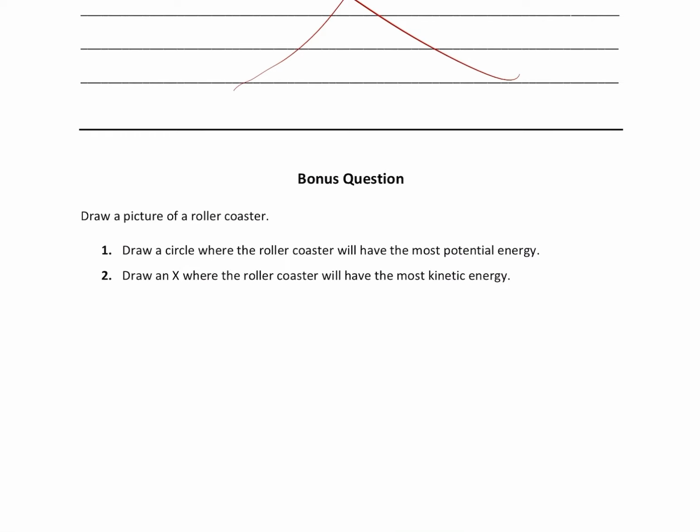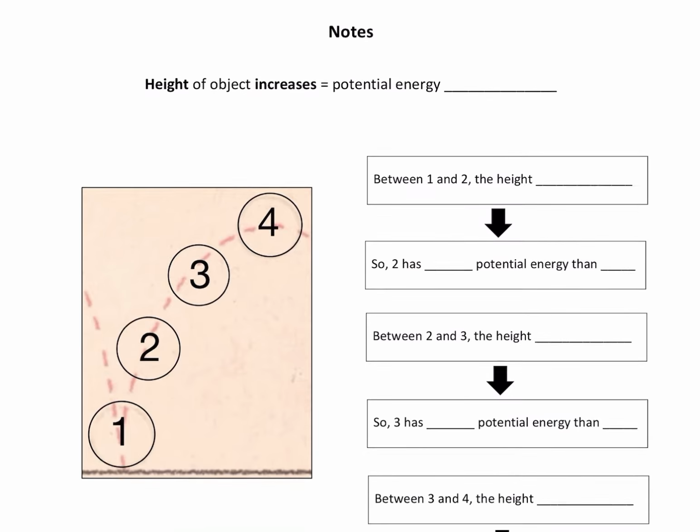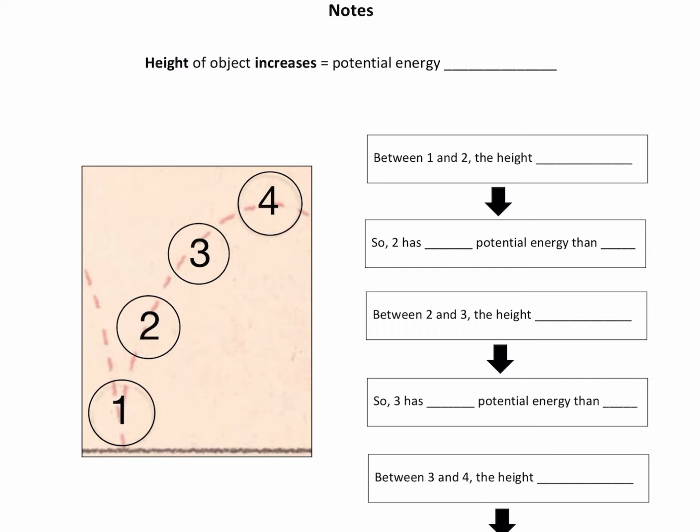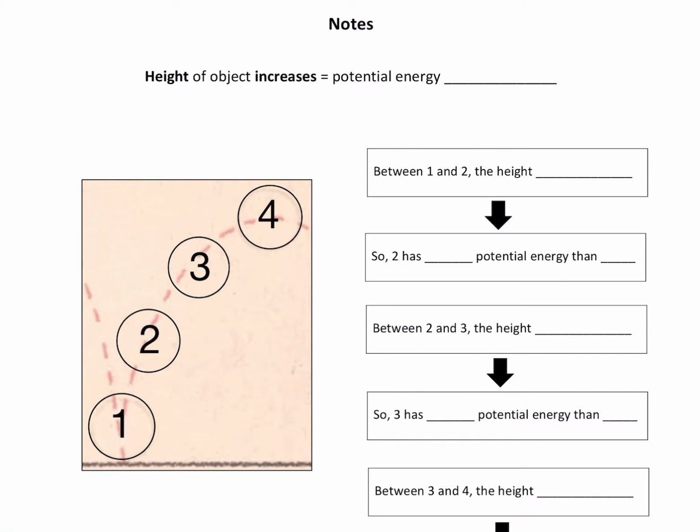For the bonus question, we are just going to get started with notes. We're going to be looking at what happens when we compare amounts of potential and kinetic energy at different points.